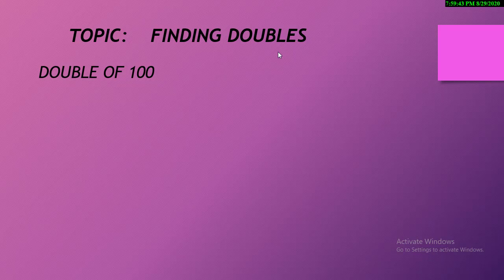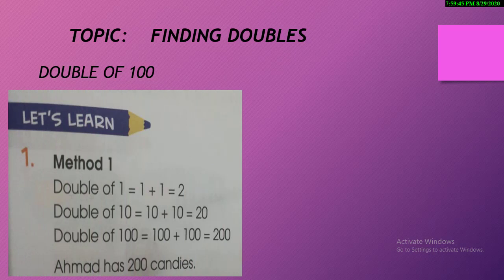In the same way, how are you going to find the double? For example, if somebody asks what is the double of 1, you simply do 1 plus 1, it makes 2. So the double of 1 is 2. If somebody asks what is the double of 10, what are you going to do? 10 plus 10 makes 20. So the double of 10 is 20. And what is the double of 100? 100 plus 100 is 200. Simple, it's very easy. For example, you can say that Aman has 200 candies because he wants double the candies of 100.